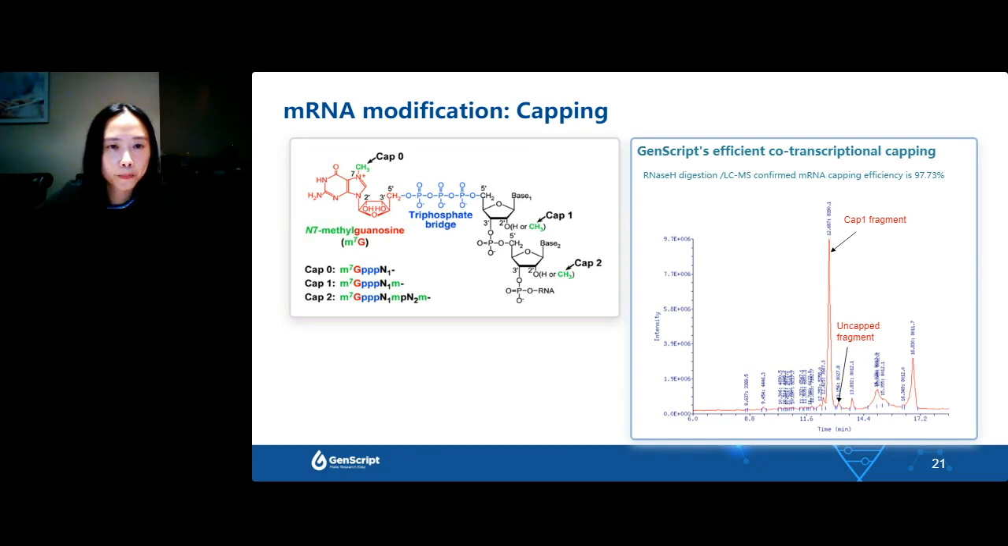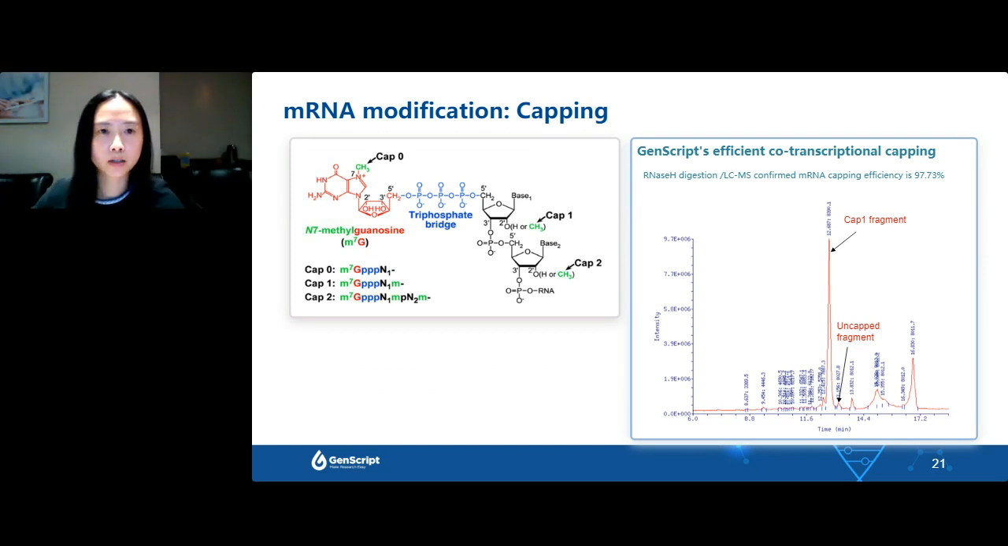Next, let's see the capping. There are two ways for capping. One is a two-step using the enzyme. Another is one step, the co-transcriptional capping. And GenScript is using the one-step capping. Here it shows the high efficiency, more than 97%. And we have three options for you: cap 0, cap 1, and cap 2.